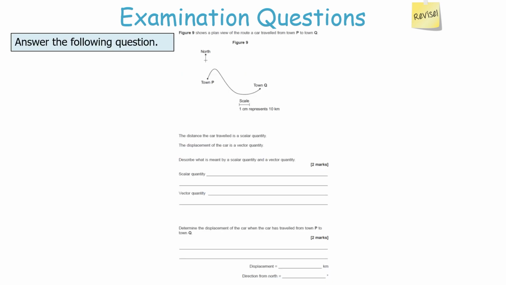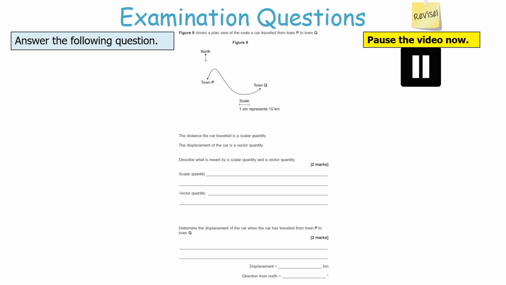The next question says, figure 9 shows a plan view of the route a car travelled from town P to town Q. The distance the car travelled is a scalar quantity. The displacement of the car is a vector quantity. Describe what is meant by a scalar quantity and a vector quantity. Determine the displacement of the car when the car has travelled from town P to town Q. So pause the video now, then unpause the video when you want to go through your answer.